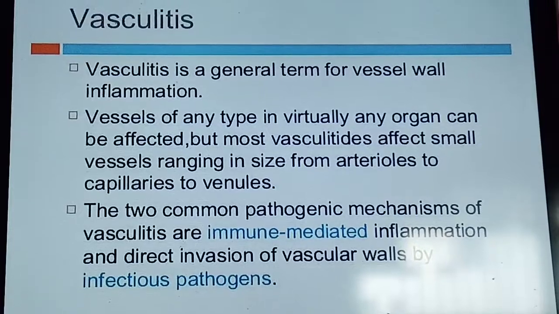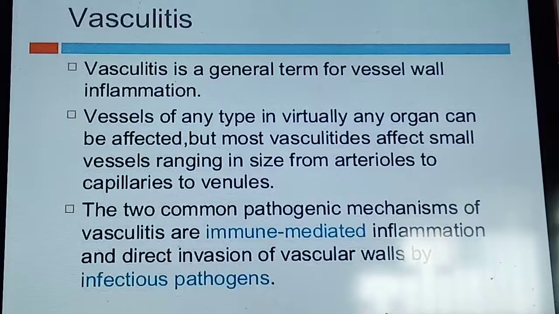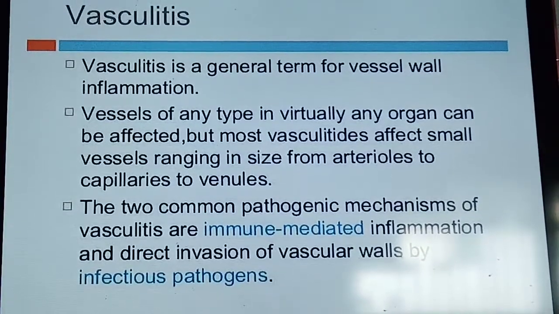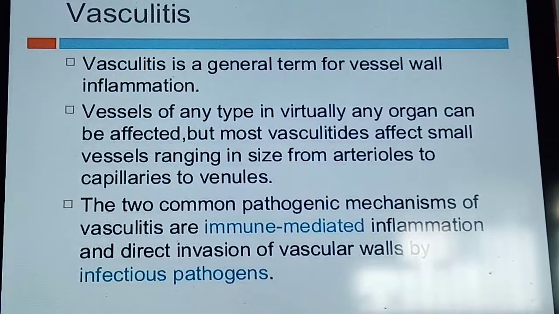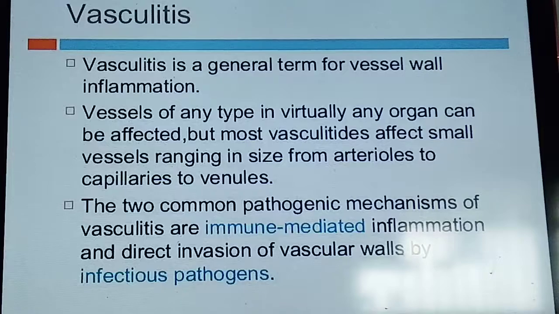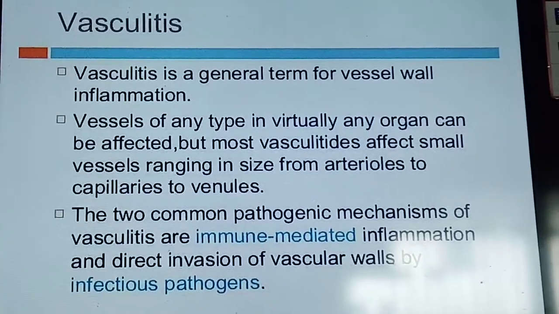There are usually two common pathogenic mechanisms of vasculitis. One is non-infectious or immune-mediated vasculitis, which is inflammation of the vessel wall, and the other is infectious vasculitis, in which there is direct invasion of the vascular wall by infectious pathogens.